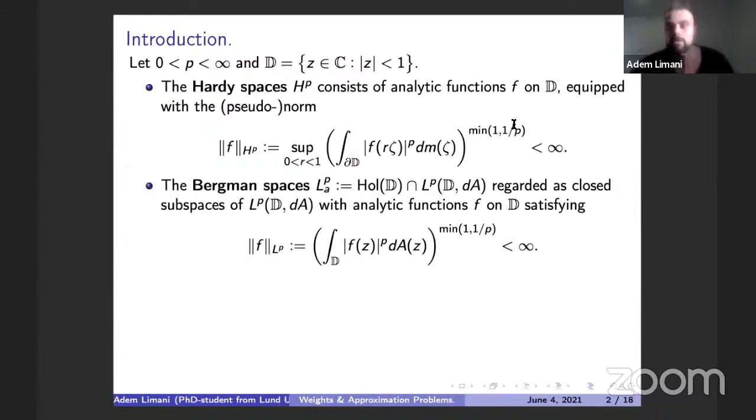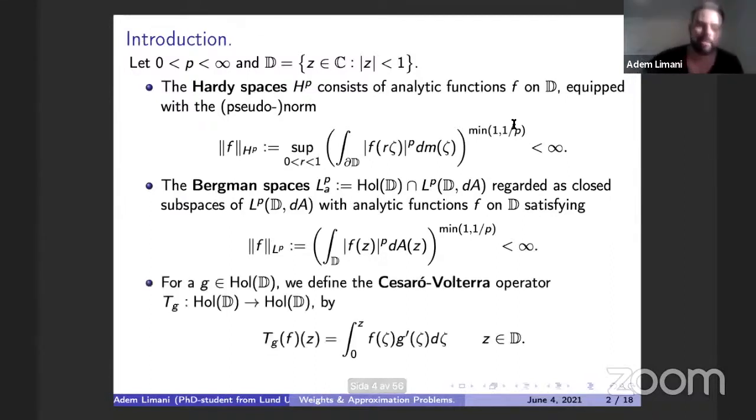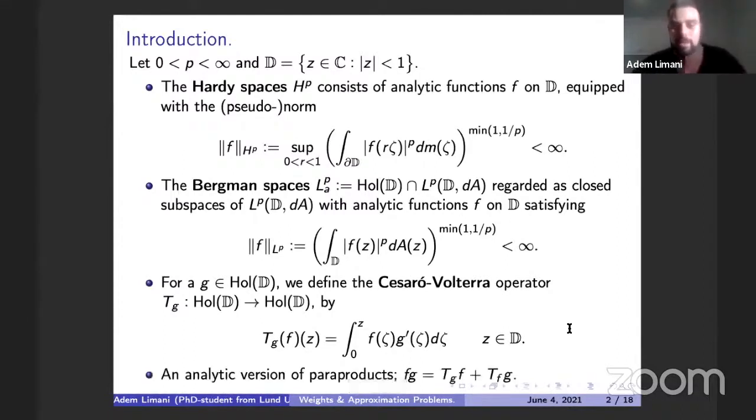And then an operator that will play a role here. Well, initially it will play a role. It is the so-called Cesàro-Volterra operator. Basically, this operator is half an integral, an analytic version of the classical paraproduct. I will talk a little bit about this operator in connection to some approximation problems and to weights.